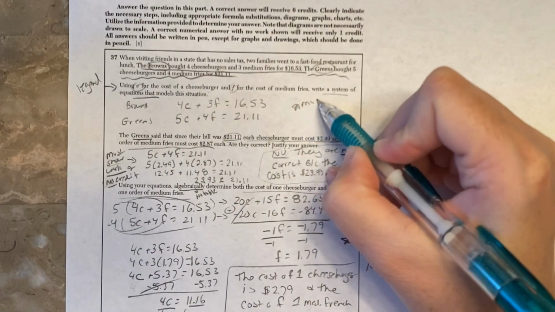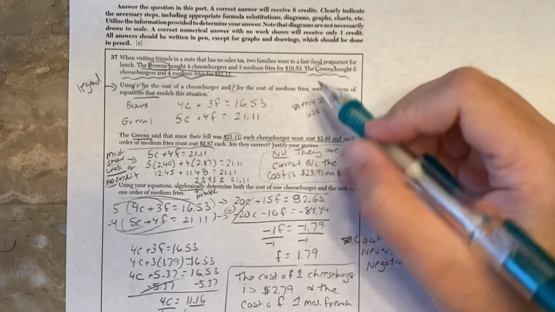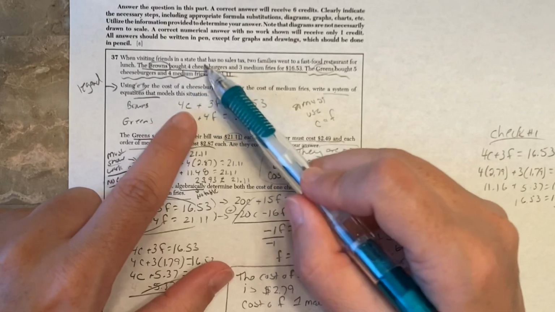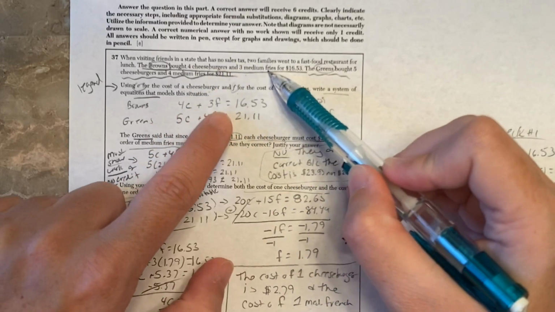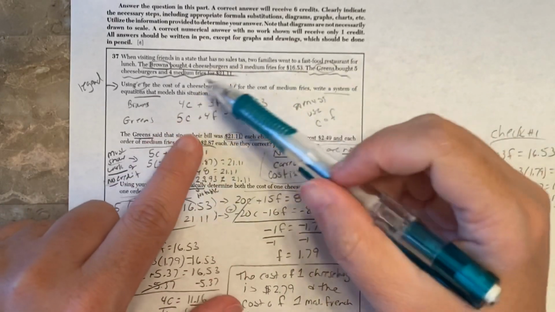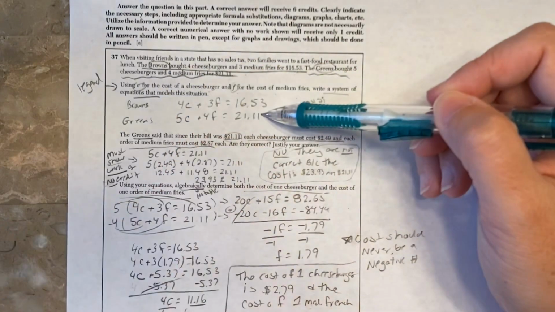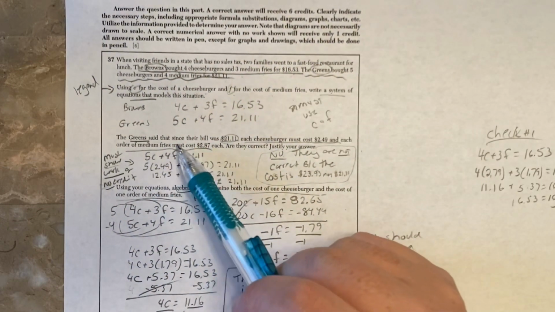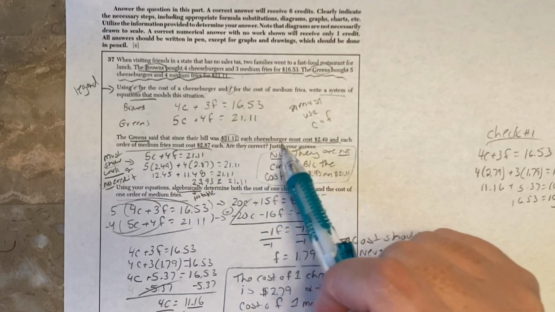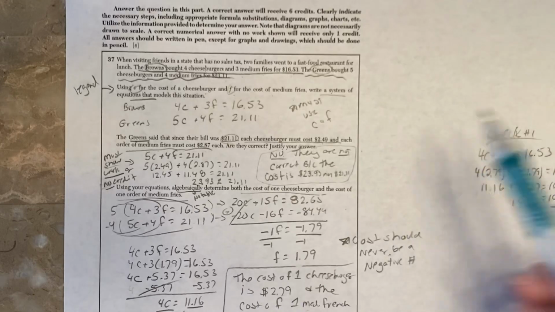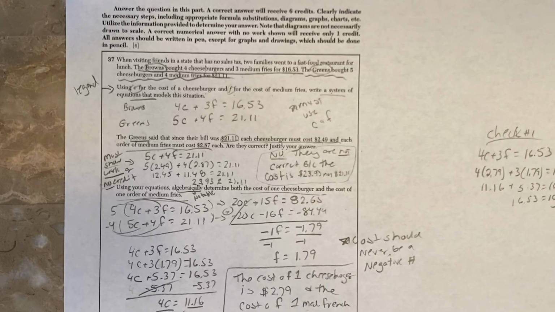You must use C and F. Okay, that has to be C and F. So Browns, 4 cheeseburgers, 4C, 3 medium fries, 3F, $16.53. Greens, 5 cheeseburgers, 5C, 4 medium fries, 4F, $21.11. Done. The Greens say since their bill was $21.11, each cheeseburger cost $2.49, each order of medium fries cost $2.87. Are they correct? Justify. Justify basically means you have to show your work, okay?